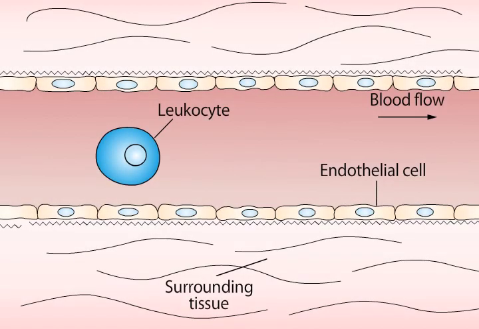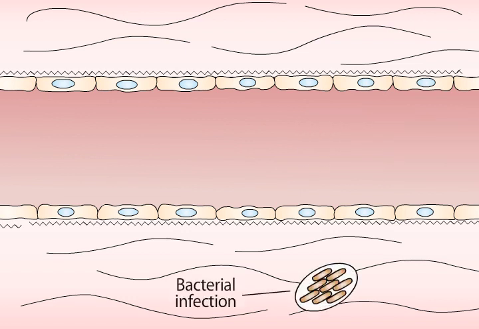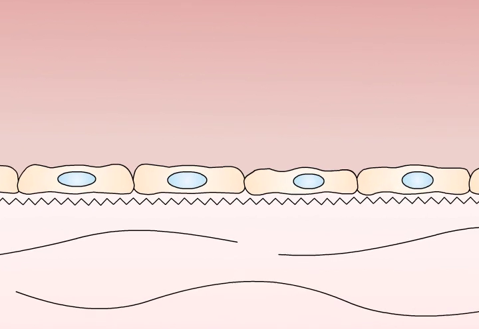Leukocytes, or white blood cells, normally circulate in the blood unattached. The presence of an infection or inflammation triggers leukocytes to move into tissue toward the foreign invader in a process called extravasation. Extravasation requires a succession of specific cell-cell contacts between leukocytes and endothelial cells lining the blood vessel.